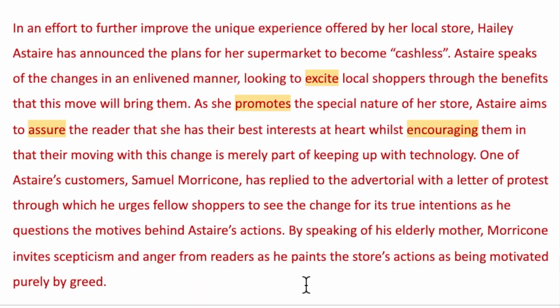Of course, it continues on here with Morricone. He's replied, he urges fellow shoppers. So again, what he is doing to the reader there, what he is looking to do, as opposed to just what he is saying. By speaking of his elderly mother, he questions the motives behind Astaire's actions. And then it points out the intention behind why he would talk about his elderly mother and that idea about inviting scepticism. And so again, a really clear understanding of what is being done to the reader there. And so that's just one thing you can do to improve your introductions.